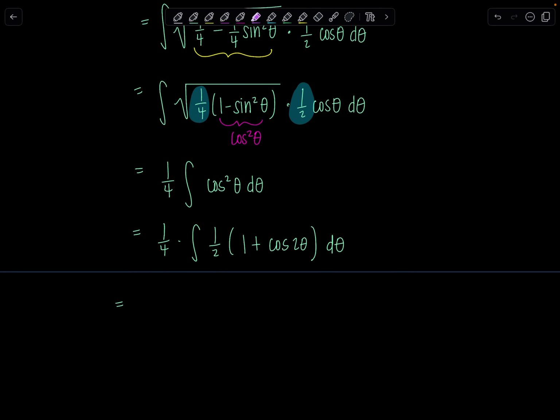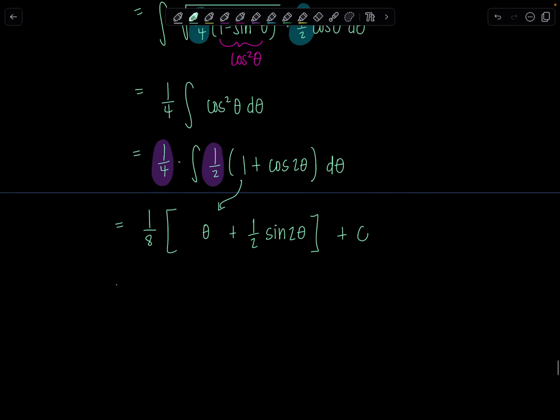Again, I always like to just combine these constants, take them outside. So this is 1/8 now. Antiderivative of 1 is theta. Antiderivative of cosine 2 theta is good, 1/2 sine 2 theta, and then plus c. Okay, beautiful. Now, I'm going to distribute the 1/8, and then at the same time, I'm going to replace sine 2 theta with 2 sine theta cosine theta.